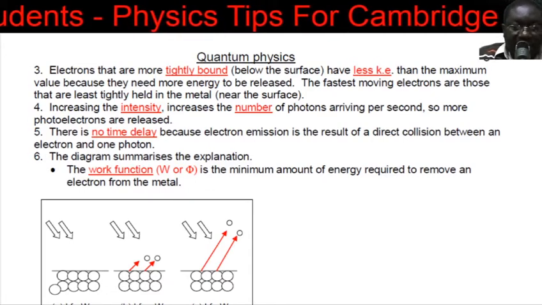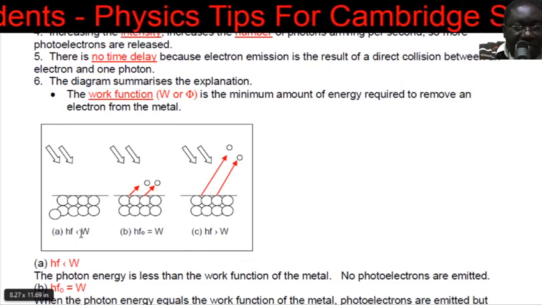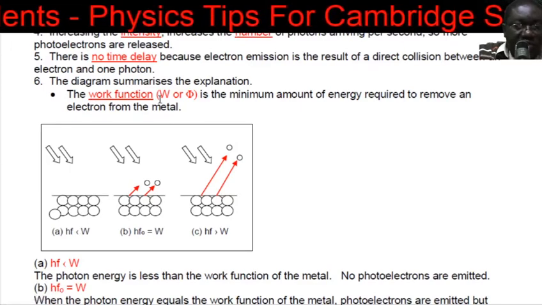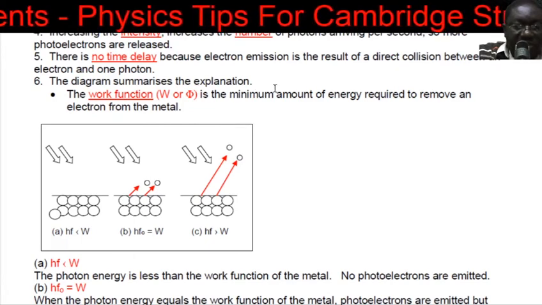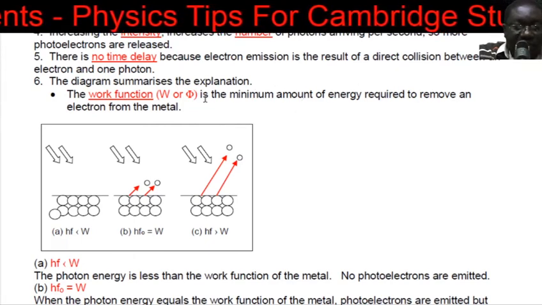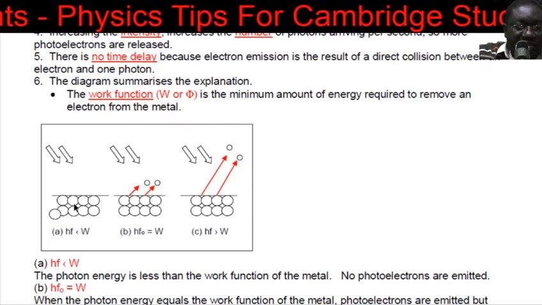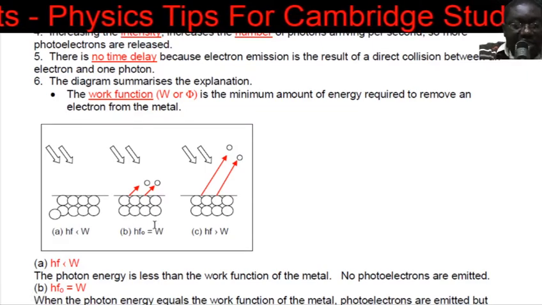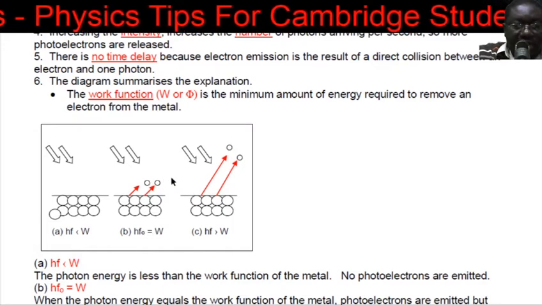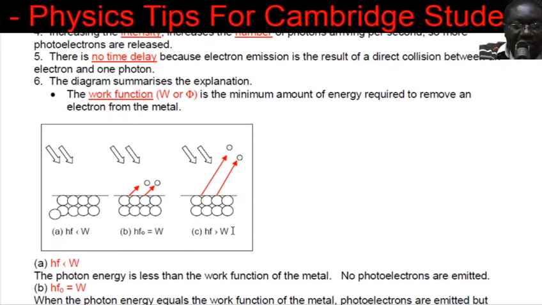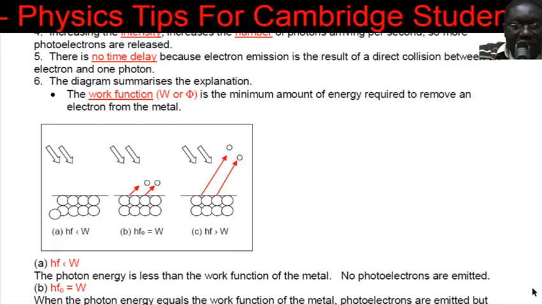The diagram summarizes the explanation. If the energy hf is less than the work function, which is the minimum energy required for the photoelectric effect to take place, or the minimum amount of energy required to remove an electron from the surface, then no photoelectric effect takes place. If this energy is just equal to the work function, then you just have electrons being knocked off. If this energy is way greater than the work function, then the electrons are given kinetic energy to leave the surface.